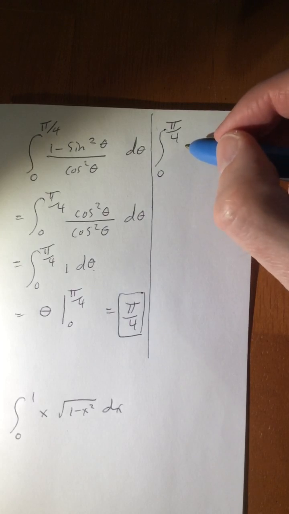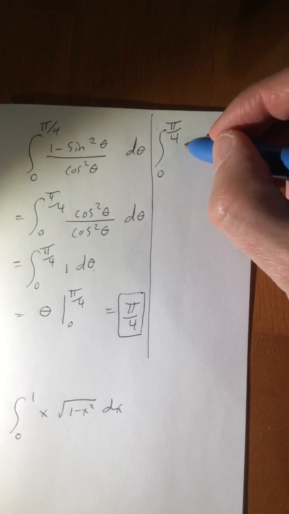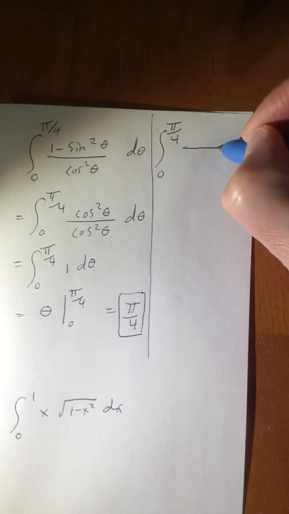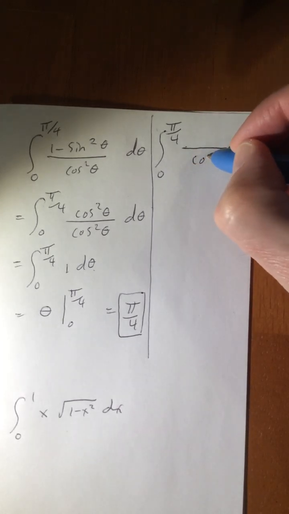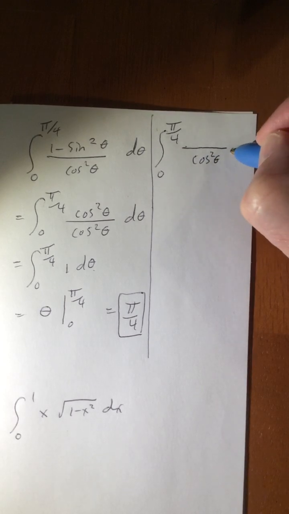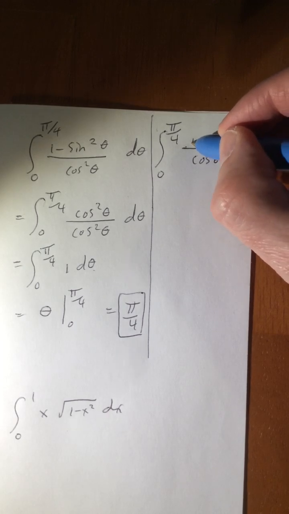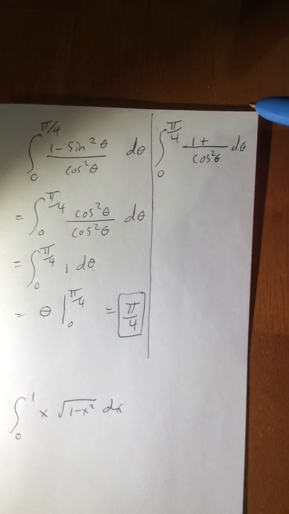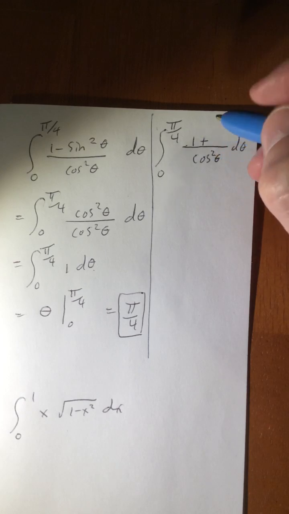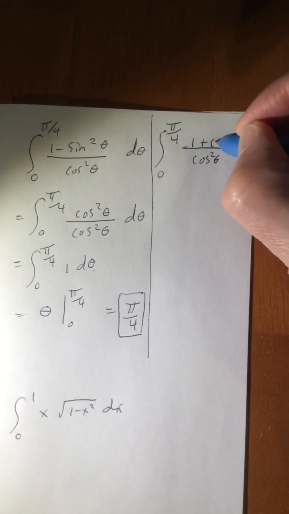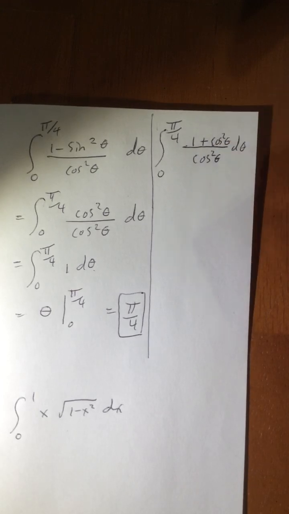We can pull this off. So let's do cosine over cosine squared. That's what we're going to want. We're going to want over cosine squared theta, d theta. And I'm going to want a 1 plus cosine squared theta. Okay, good. So we're going to do this problem right here.